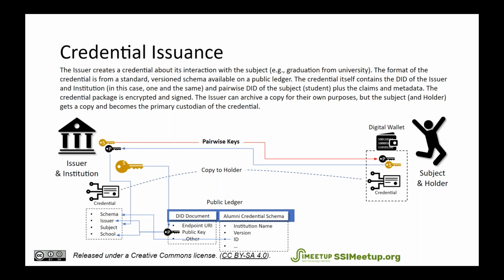So the institution will go out and generate this information. And on the left, you see the little credential icon. Within that credential, there'll be a reference to the schema, who the issuer is, who the subject is, in this case the person on the right, the school that they graduated from, and some additional information. They'll create that credential, they'll sign it, they'll store it perhaps, but the important part is they give a copy of it to the credential holder. So now the holder has everything they need to take this credential and hand it to a verifier.